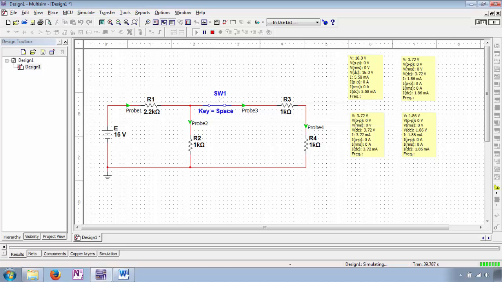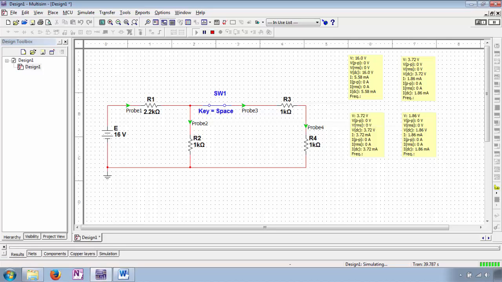When switch 1 is closed, the circuit simulator probes indicate values consistent with our second analysis. The current measured by probe 1 equals 5.58 milliamperes. The current through probe 2 equals 3.72 milliamperes. With the closure of switch 1, R1 and R2 are no longer perfectly in series with one another. The missing 1.86 milliamperes of current is traveling through the right-hand path of R3 and R4 in series. Both probe 3 and probe 4 indicate 1.86 milliamperes of current.